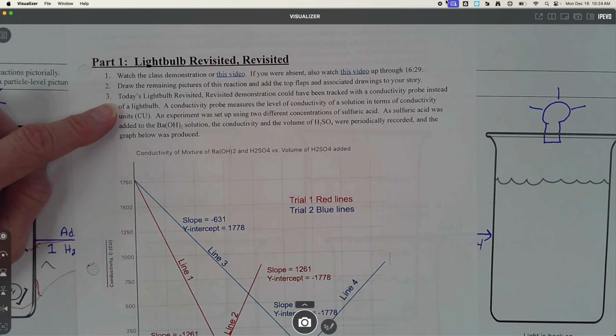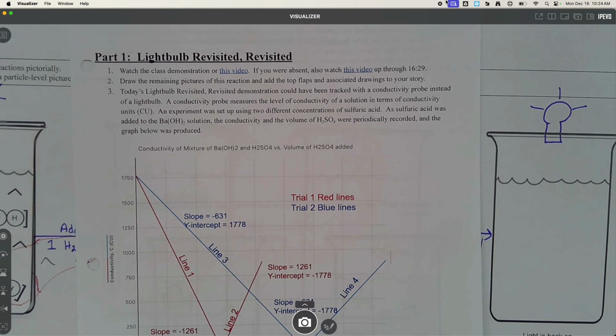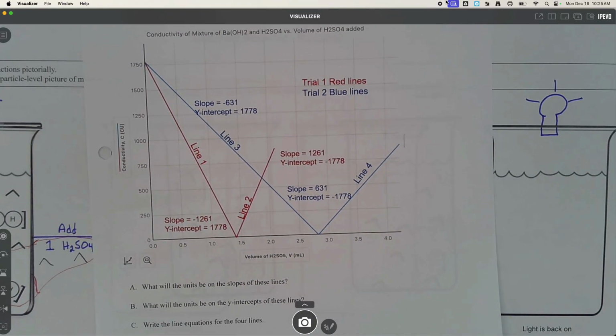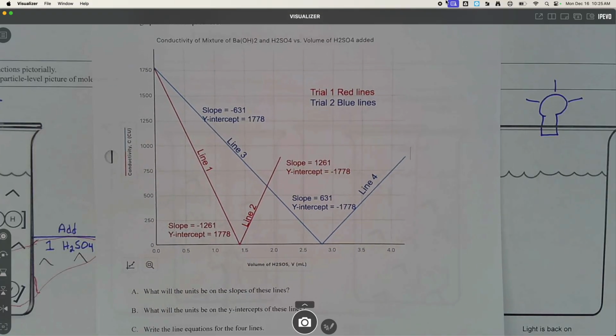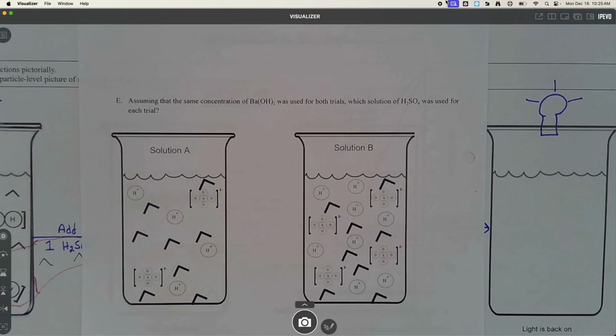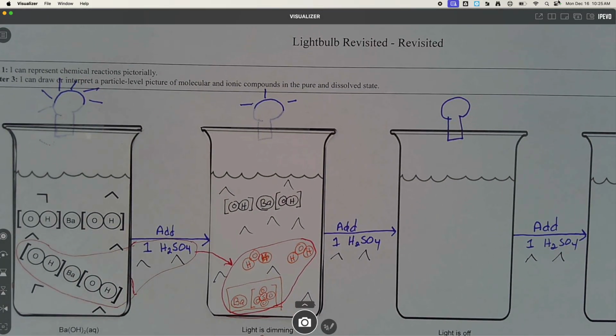And then you're going to do a little bit of graphing work. With this demonstration, we could have used a conductivity tester instead of the light bulb to get some numbers. And if we had done that, these are some graphs that could have been generated. So you're going to finish up part 1 of your practice test based upon the demonstration and the top and bottom flap pictures.